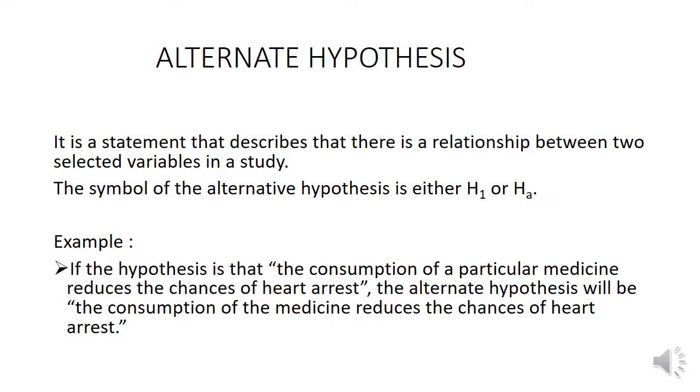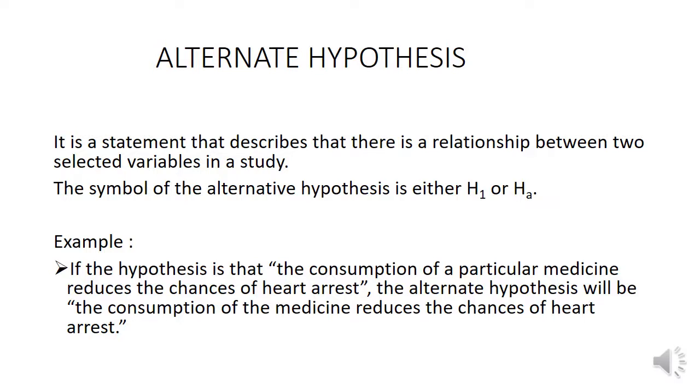So now the alternate hypothesis will be: the consumption of the medicine reduces the chances of heart arrest. It is showing the relationship, that the consumption of medicine reduces the chances of heart arrest. So this is the alternate hypothesis, when you are explaining the relationship. Alternate hypothesis is when you are stating the relationship greater than, less than, but not equal to 0.